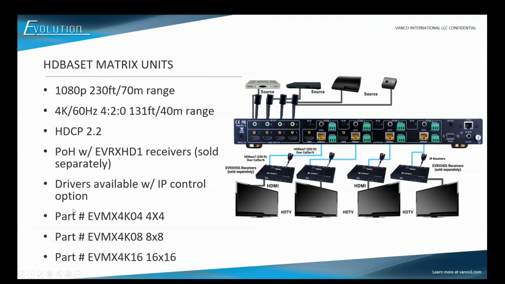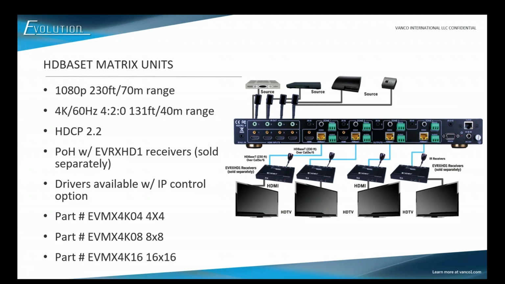All right, so with our HDBaseT matrix units, we do offer 3 different sizes: a 4x4, an 8x8, and a 16x16. In terms of resolution, we can pass 1080p up to 230 feet, as I mentioned, and 4K up to 130 feet. This features HDCP 2.2, and the receivers, which are sold separately, do have PoE, or in this term, POH, which is power over HDBaseT. Same deal, you don't need a power supply behind each and every TV.